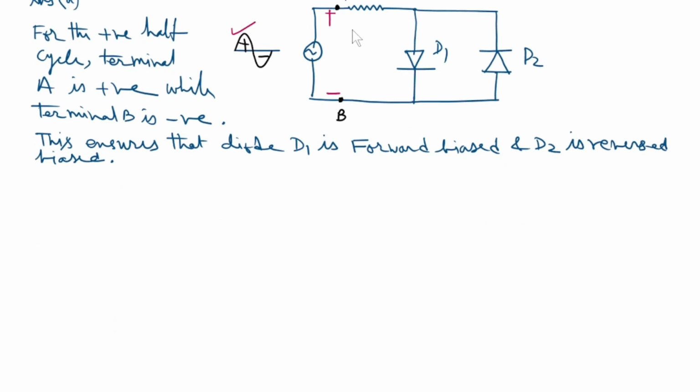For the negative half cycle, terminal A is negative and terminal B is positive. And this will ensure that D1 becomes reverse biased and D2 forward biased.